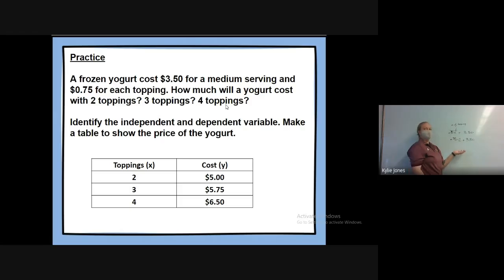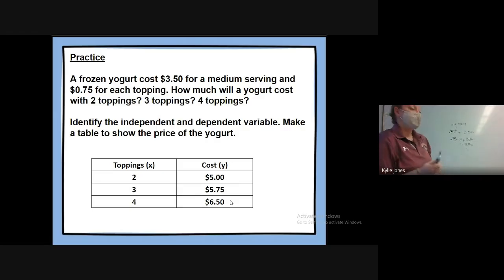Focus, please. Okay. So in order to do that, 0.75 times 2 is $1.50 plus $3.50 is $5. That's where they got their $5. And then if we wanted 3 toppings, we would multiply this by 3 instead, and you would get a different answer. If you wanted 4 toppings, you would multiply it by 4, and you get another different answer, right? And it all goes up by 0.75. If you look at that closely, if you want 2 toppings, $5. If you want 3 toppings, the price goes up by 75 cents. It adds together, right? If you want 4 toppings, the price goes up by 75 cents.